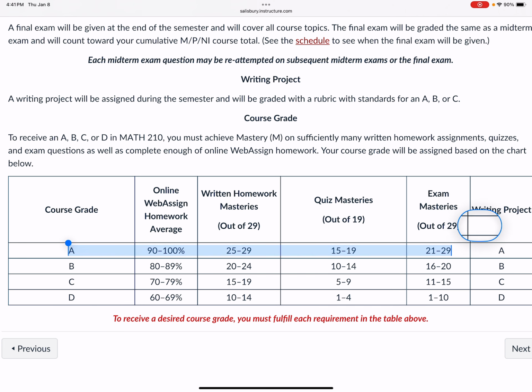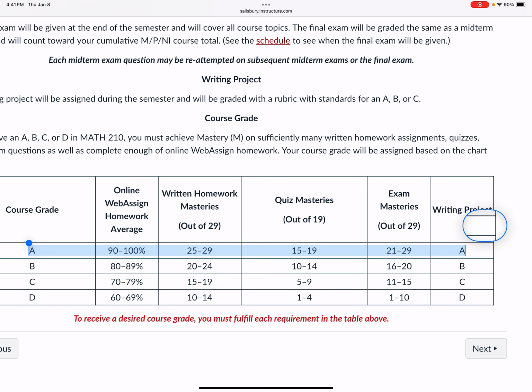The grading for the course, to get a course grade, is cumulative. So if you want, let's say, an A in the course, then you need to get at least 90% or above on online homework. You need to master this many written homeworks. You need to master this many quizzes. You need to master this many exam questions. And you need to get an A on the writing project. Just to note, there is a final exam. It's treated just like a midterm exam. So you have 5 chances to build up your exam total. All right? That's all for now.